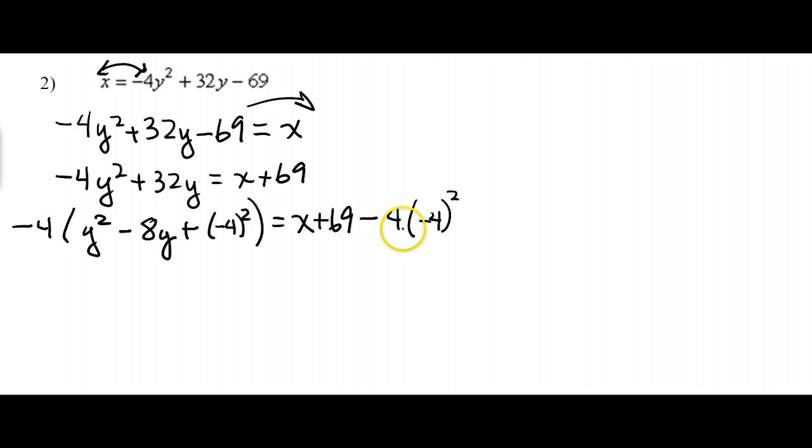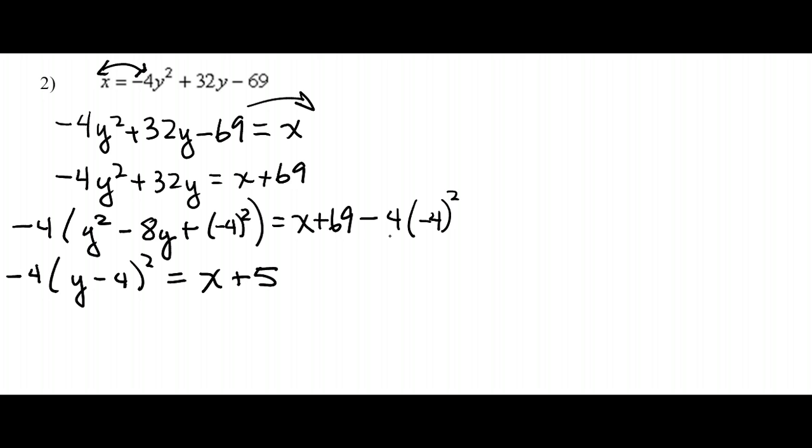So again, keep in mind when we square negative 4, it's going to be positive, so it's going to be minus all of this stuff over here. So then I've got negative 4 times y minus 4 squared is equal to x plus 5. So if you want to pause right now and see if you get negative 5 when you combine these constants on the right hand side, go ahead.